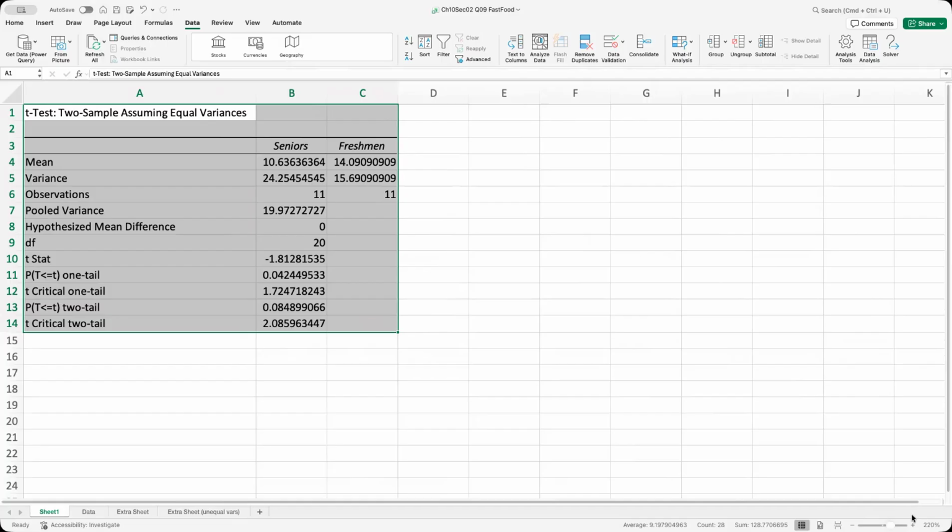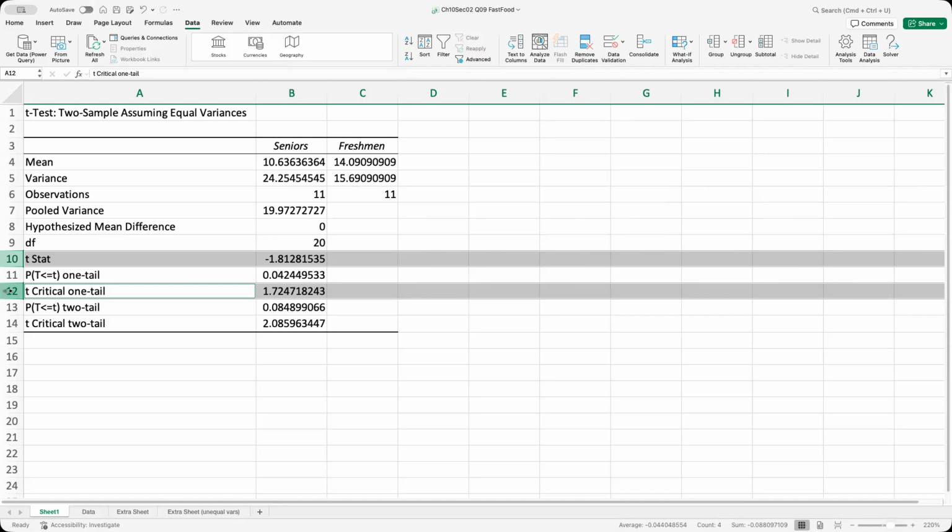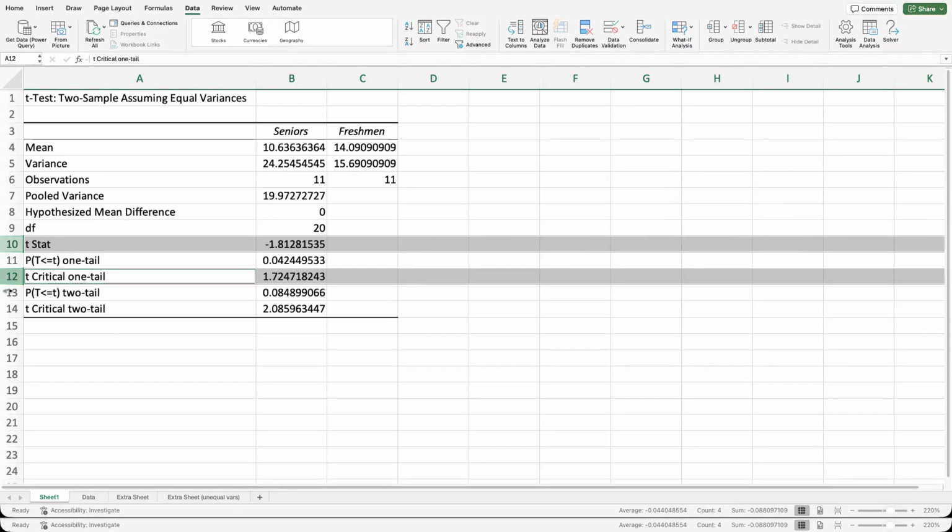We reject because the stat is bigger than the critical. What we call the t-calculate is what Excel calls t-stat. They just changed it to the statistic t rather than the calculated t. And then the critical one for a one tail is right here. And if the absolute value of the statistic is bigger than the absolute value of the critical, 1.8 is bigger than 1.7, I reject.